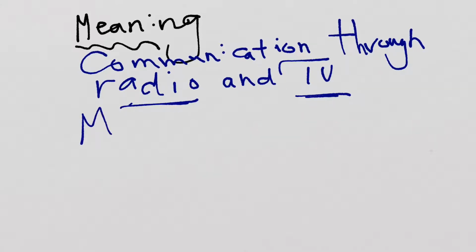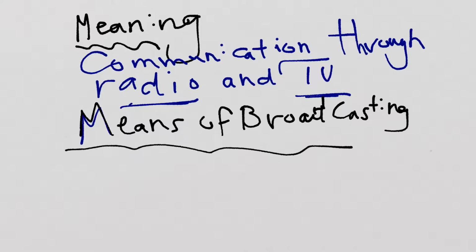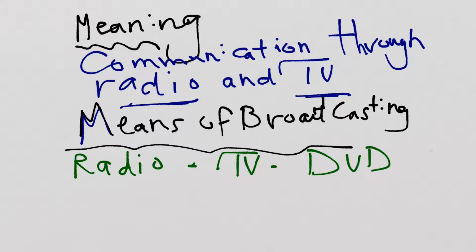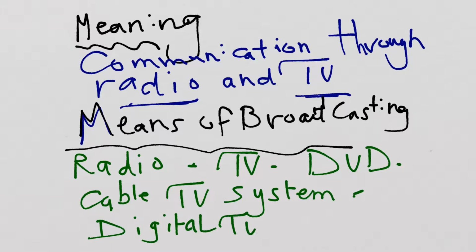which is the means of broadcasting. What are the means of broadcasting? As we said in the definition, we have first radio, then TV. And you can add to them other modern means of broadcasting, which are DVD, cable TV system, digital television, and satellite.